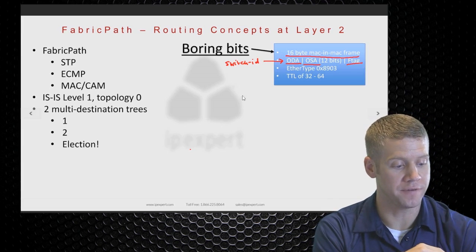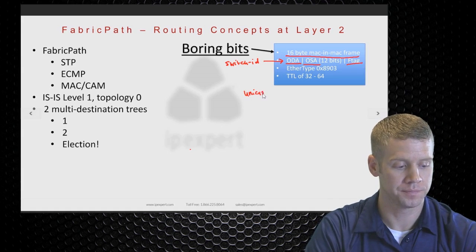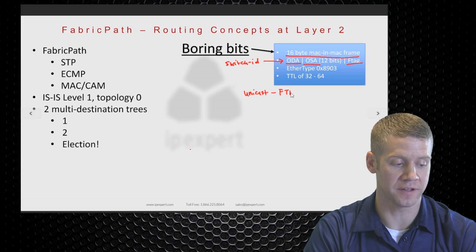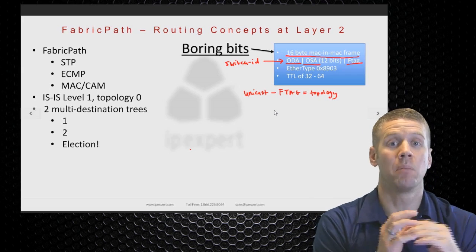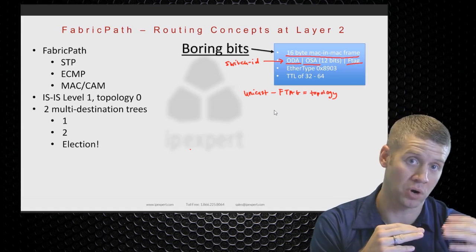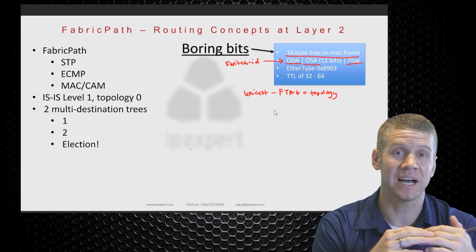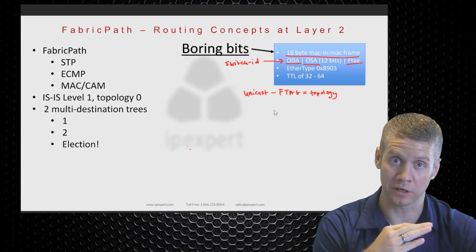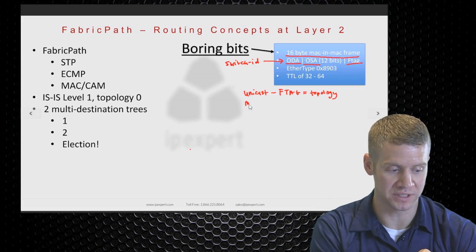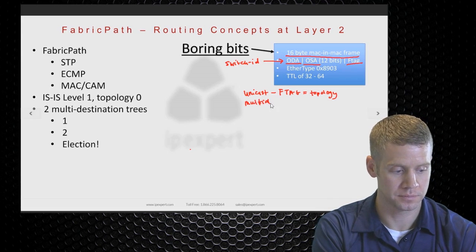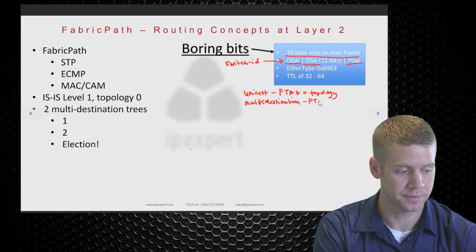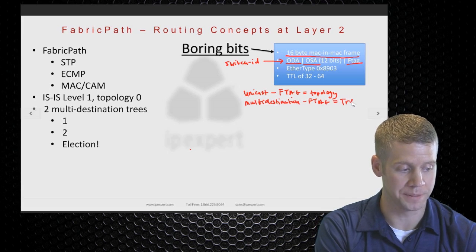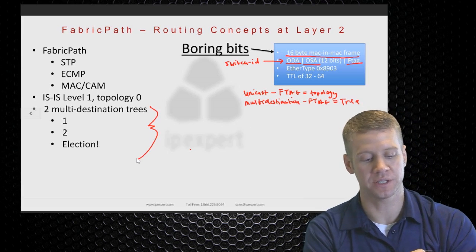So if it's a unicast flow, the F tag is going to identify the topology that we're using. Okay? If it is a multi-destination flow, or a multicast, broadcast, unknown unicast flow, it's going to identify the multi-destination tree that we're going to be using. So if it's multi-destination, the F tag will equal our tree. Okay? And we're going to talk about these trees here in just a minute.